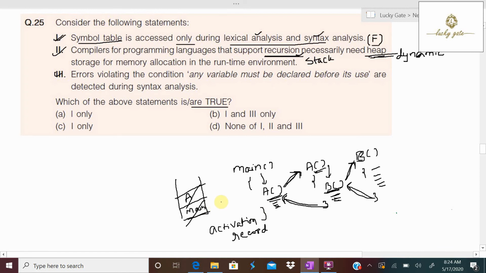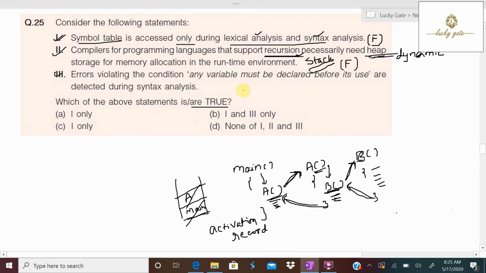Heap is an alternative, we can accept it, but heap is not necessary, because recursion mainly requires stack allocation, meaning the stack is used for recursion. So we conclude that the second statement is also false. Okay, the second is also false.